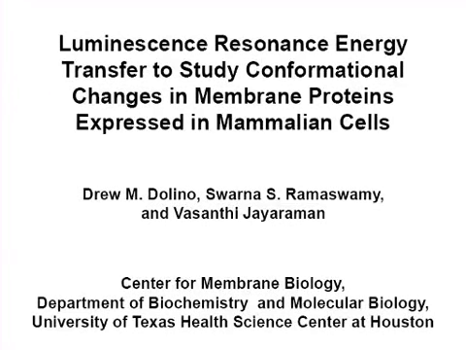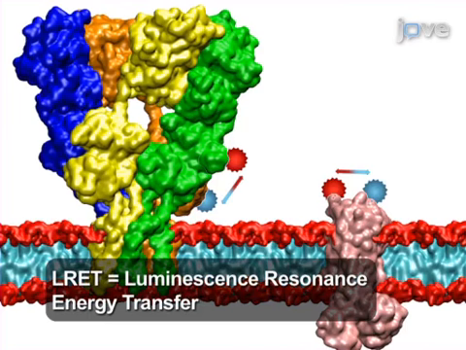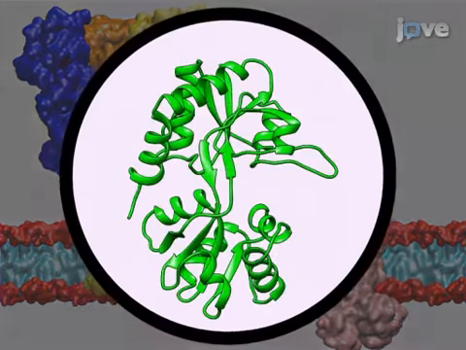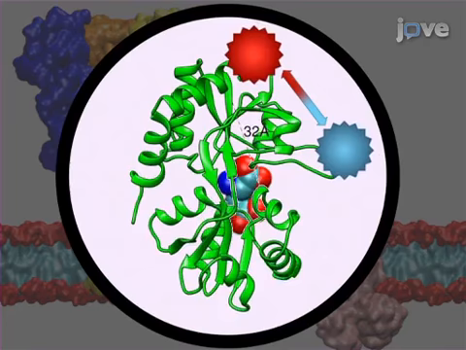The overall goal of the following experiment is to measure the conformational changes in membrane proteins in their physiological state. This is achieved by site-specific labeling of membrane proteins to measure their LRET lifetime and thus the distance between the two sites. As a second step, a ligand is added, inducing a conformational change that can be measured.